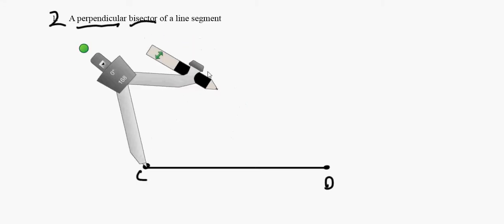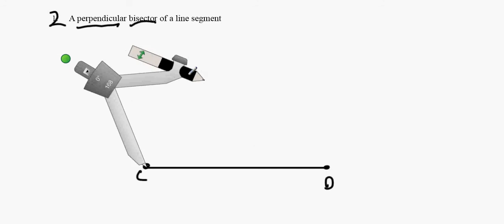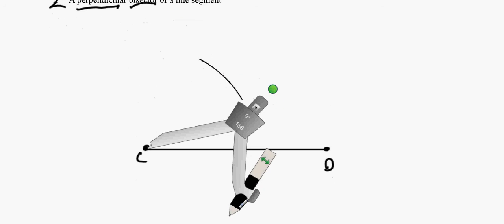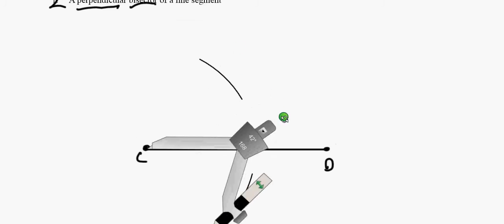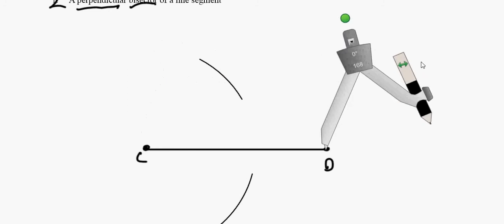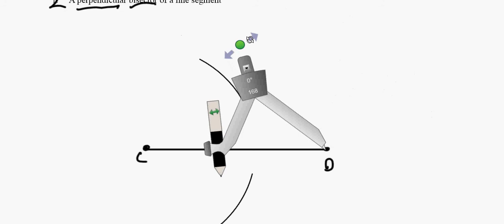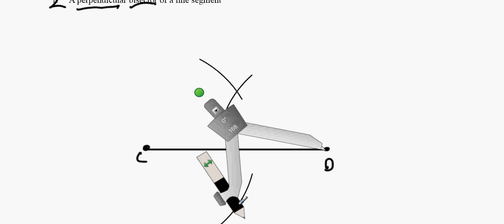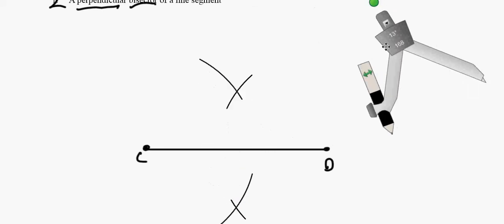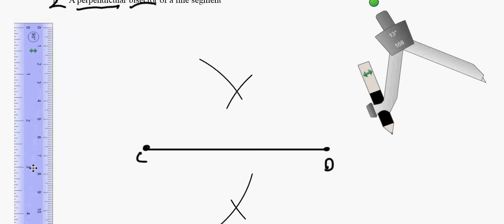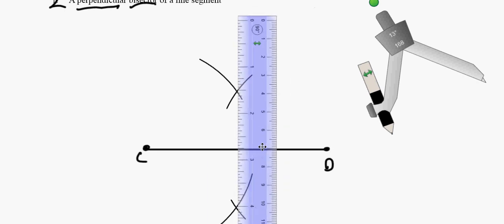So what we can do is this here. We can just make an arc above and an arc below the line. Make sure it's a reasonably big arc. Okay, then we're going to move the compass, keeping the same width, over to point D, turn it around. Then we're going to cut this again. So there's the first one, and here's the second one. Right, move it out of the way. And once again, we're going to get our ruler, and we can flip this ruler up like so, and we can join these 2 points together.